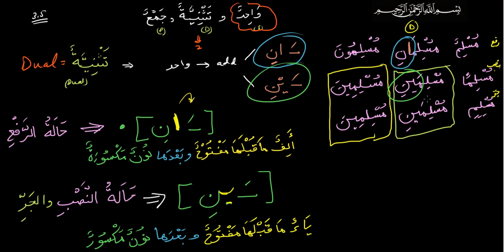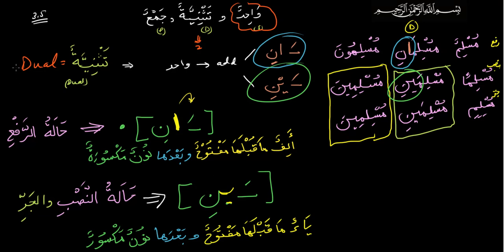So Muslimani in hal rafa, nasab and jar. In hal rafa, it's Muslimani. It is alif, ألف ما قبلها مفتوح وبعدها نون مكسور. And aini, which is in حالة النصب and jar, is ياء ما قبلها مفتوح وبعدها نون مكسور. Okay, that's how you make a dual.